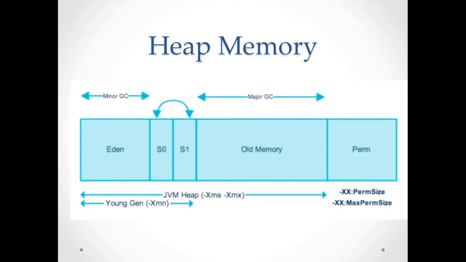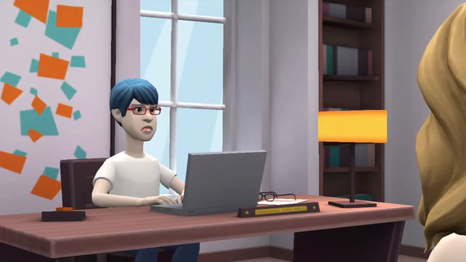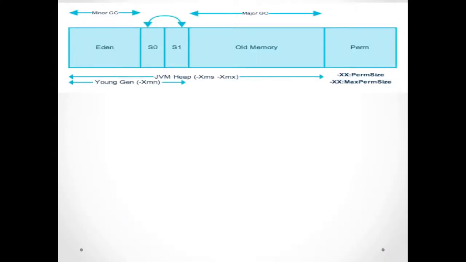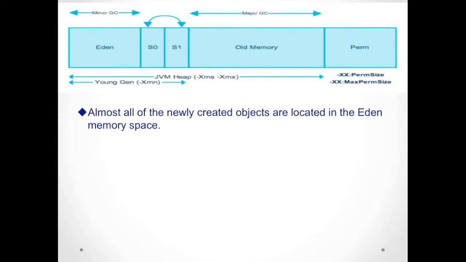Notice that the young generation is divided into 3 parts. Eden memory and 2 survivor memory spaces is shown in this picture. Now we need to keep these in mind when talking about young generation. Almost all of the newly created objects are located in the Eden memory space.